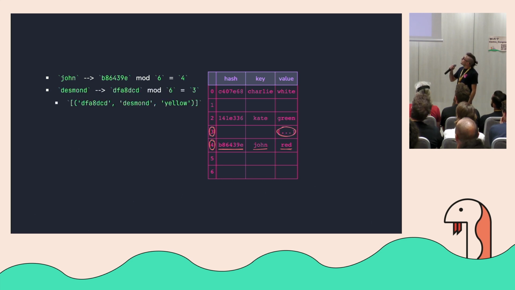Well, with a lookup, if we want to do a lookup on Desmond, we land on row number 3. We see that there's a reference to a list. We go into the list and we do a linear search. But the linear search is performed on a list that is ideally much smaller than the original hash table.